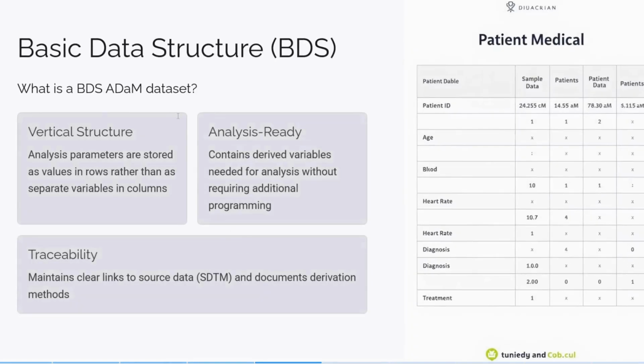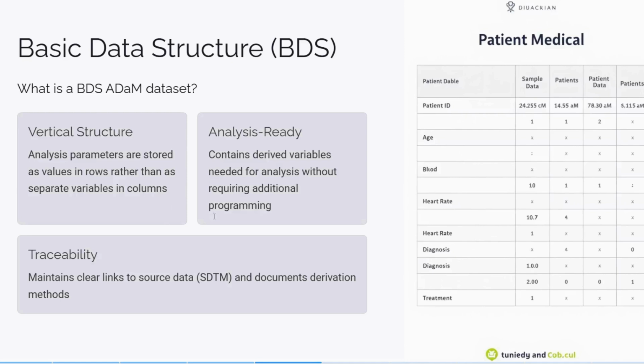Basic data structure is a vertical structure: analysis parameters are stored as values in rows rather than as separate variables in columns. It is analysis ready, containing derived variables needed for analysis without requiring additional programming. These three will be the key data structures in the BDS: traceability, vertical structure, and analysis ready. This is a core data structure for the BDS. It is derived from findings, events, interventions, and special purpose SDTM domains, other ADaM datasets, or any combination thereof.